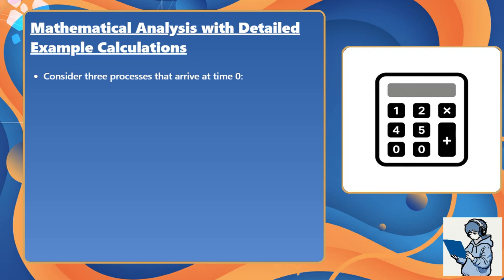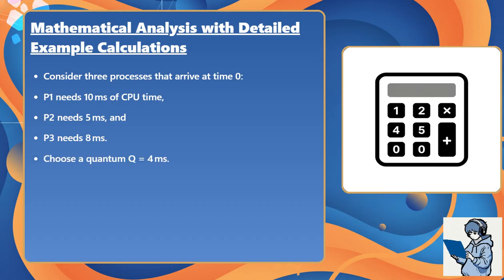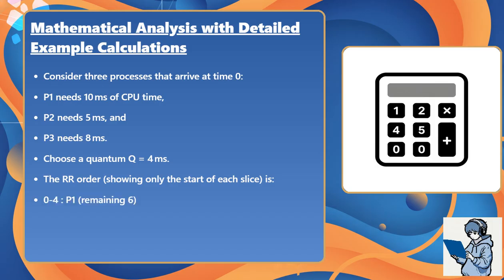Consider 3 processes that arrive at time 0. P1 needs 10 milliseconds of CPU time. P2 needs 5 milliseconds. P3 needs 8 milliseconds. Choose a quantum Q equals 4 milliseconds. The round-robin order, showing only the start of each slice, is: 0 to 4, P1, remaining 6. 4 to 8, P2, remaining 1. 8 to 12, P3, remaining 4.